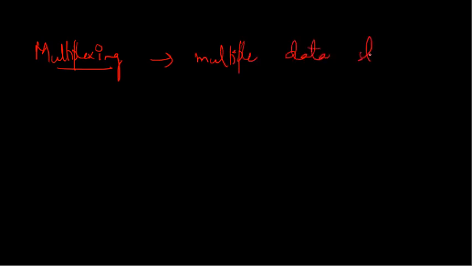Now before studying the three types, we will see in basic terms why we require multiplexing. As I said, multiplexing is a technique used to combine and send multiple data streams over a single medium. This process of combining multiple data streams is known as multiplexing.